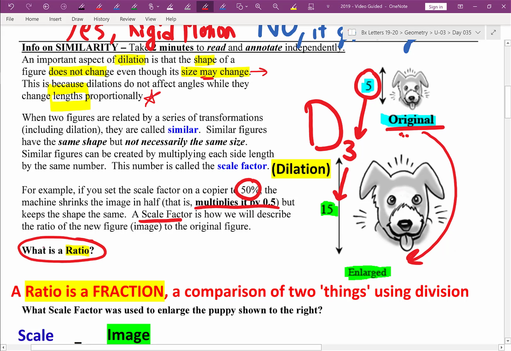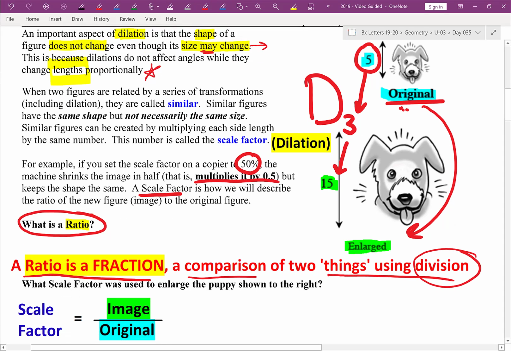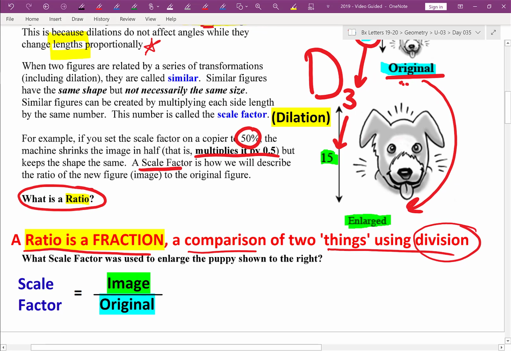But there's this next question. What is a ratio? A ratio is a fraction, simply put, and it's comparing two things, specifically using division. So we can use this idea of a ratio to figure out scale factor. What scale factor was used to enlarge the puppy shown to the right?